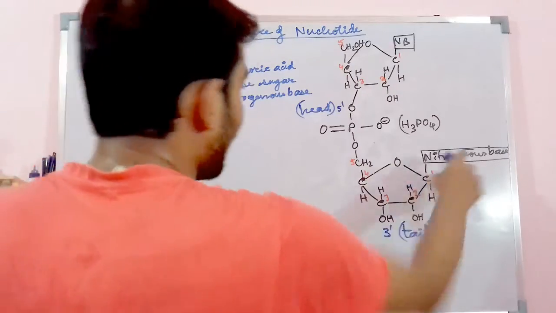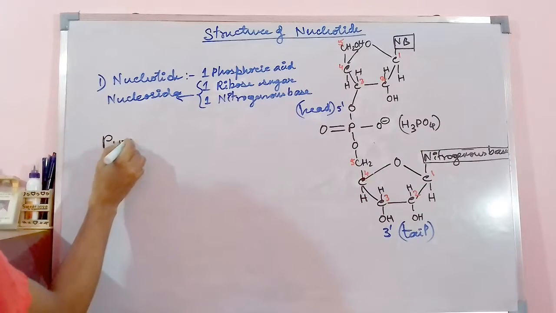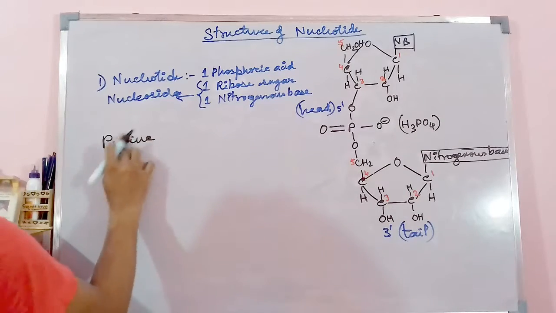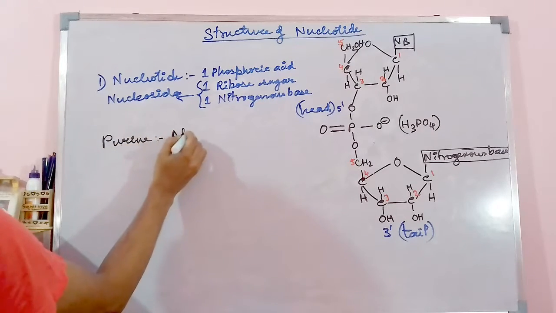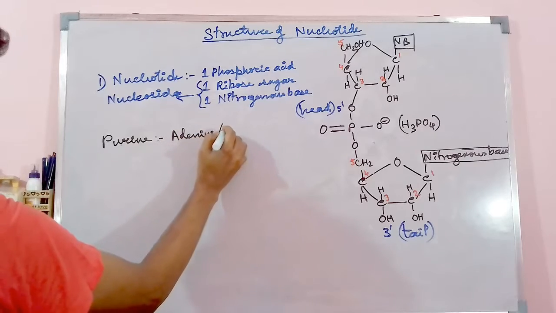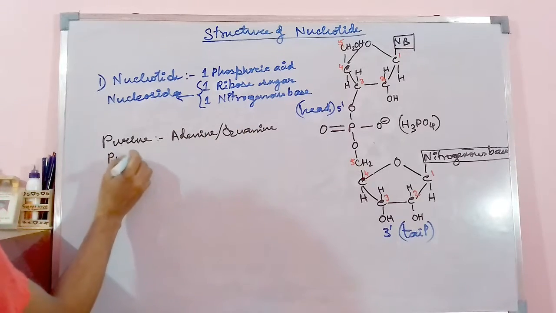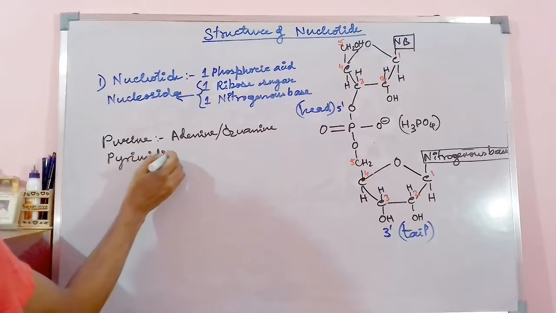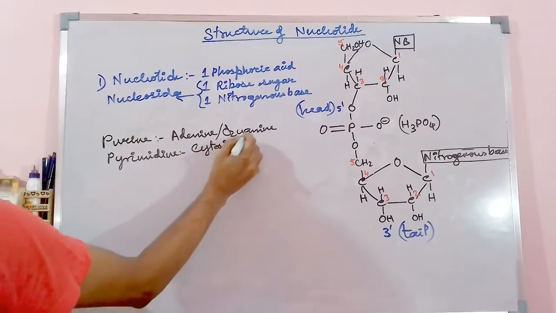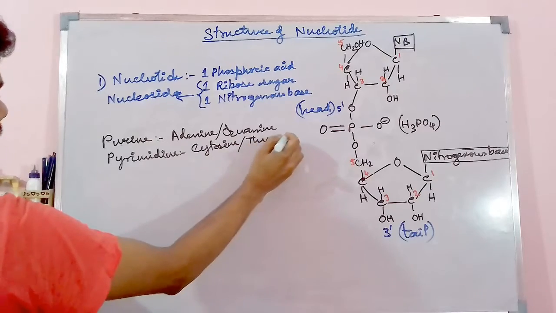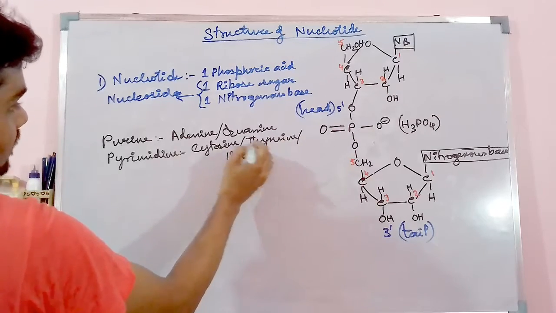Okay, and here the nitrogenous bases are mainly the purine nitrogenous bases, which are mainly adenine and guanine, adenine or guanine, and the pyrimidine nitrogenous bases are cytosine, thymine or uracil. Uracil is not present in the DNA molecule; it is present in RNA.